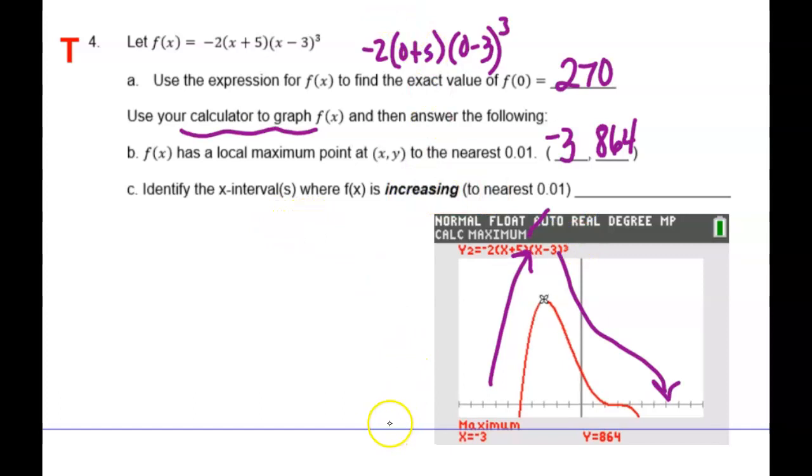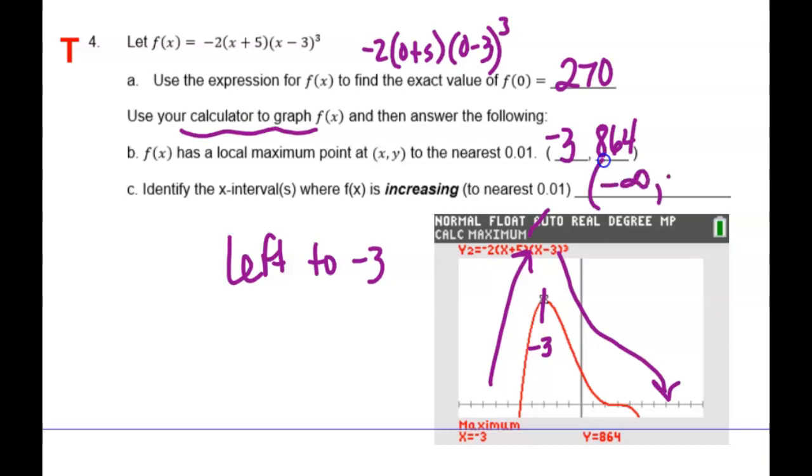It means coming from the left, it's decreasing until it gets to the X here of negative 3, right? So from the left to negative 3. So that's negative infinity to negative 3. Questions?